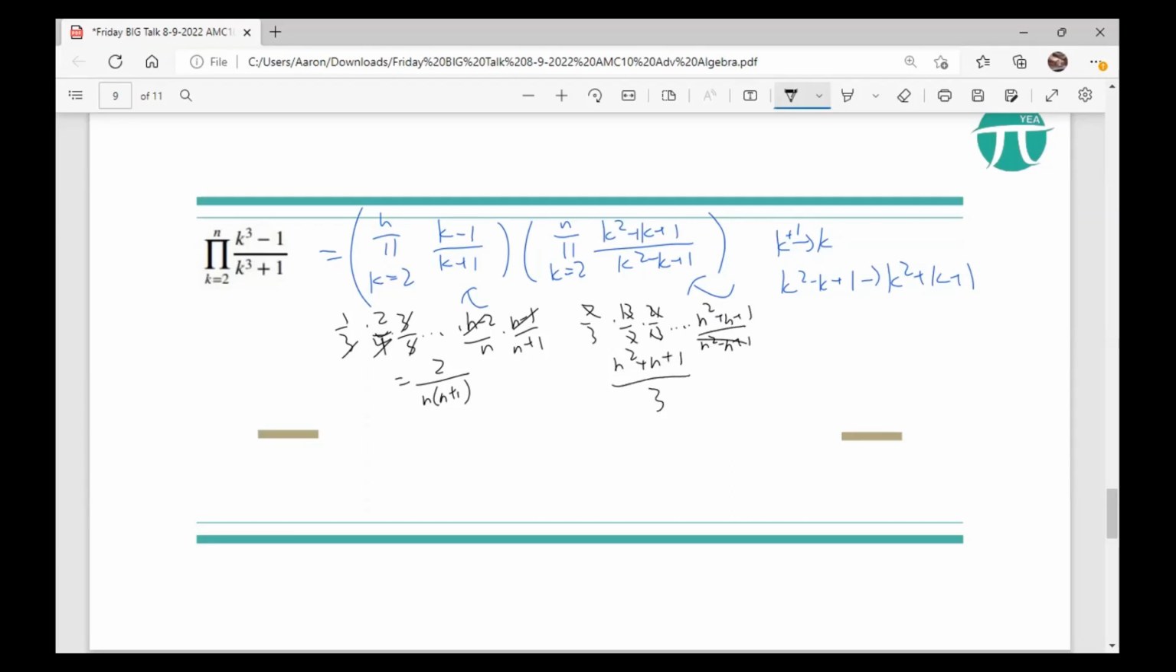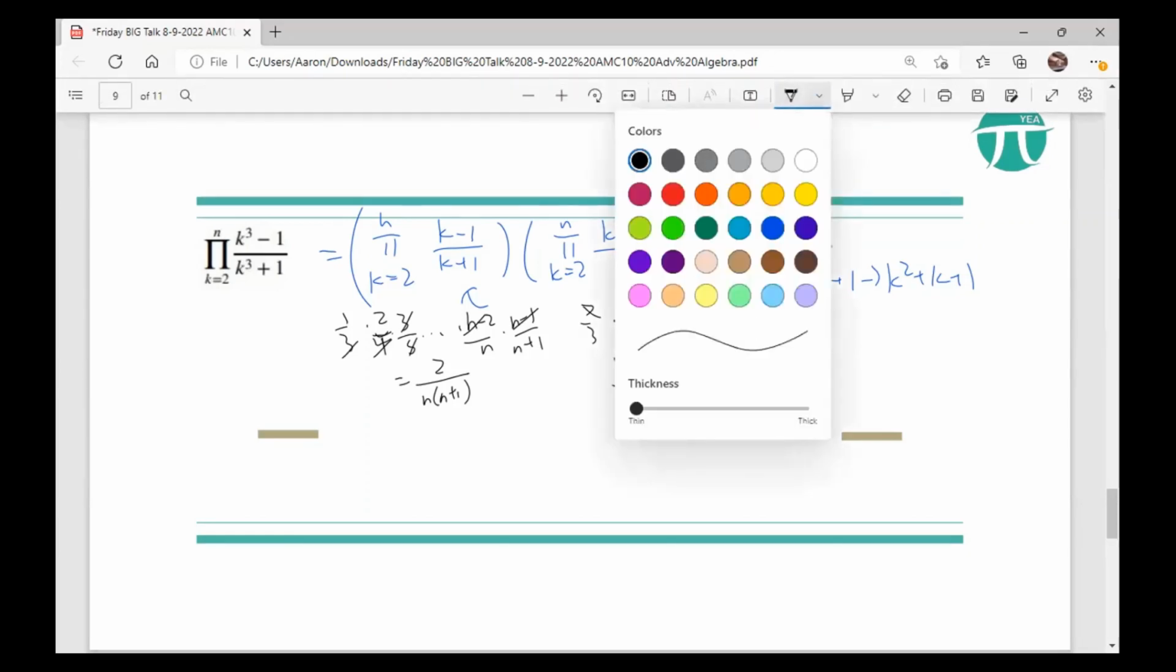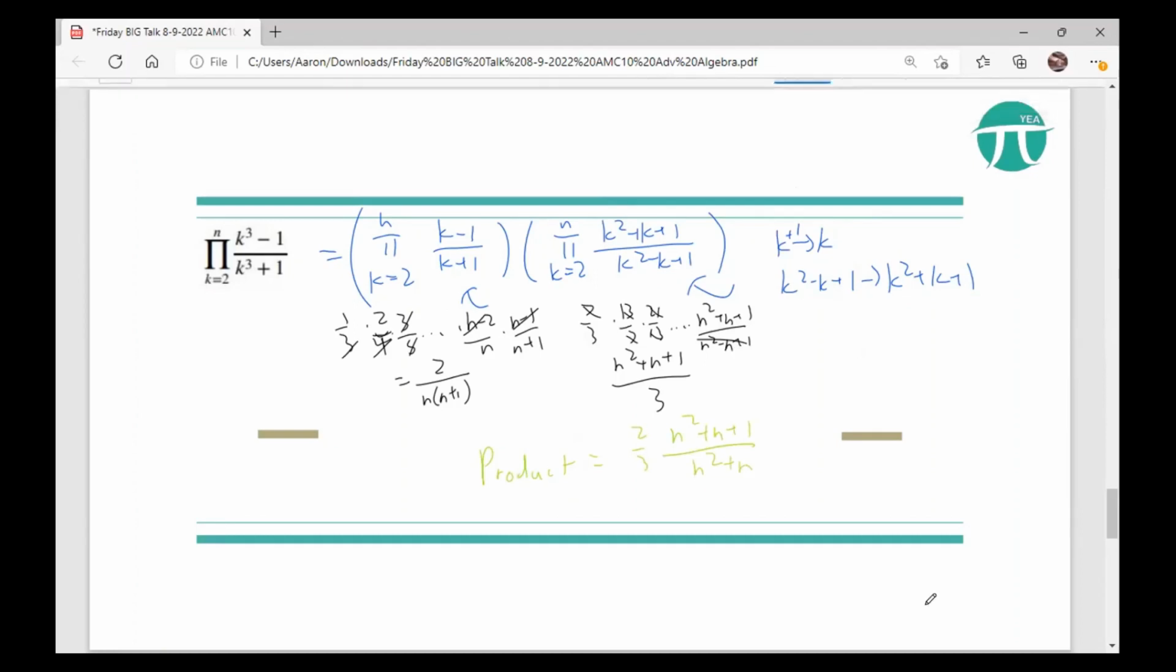And so this just means that the product is equal to 2/3 of n squared plus n plus 1 over n squared plus n. So that's how you do products. This was probably one of the nicer ones, so don't just assume that all the products are nicer than this one.